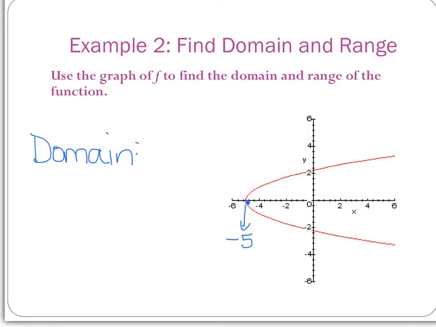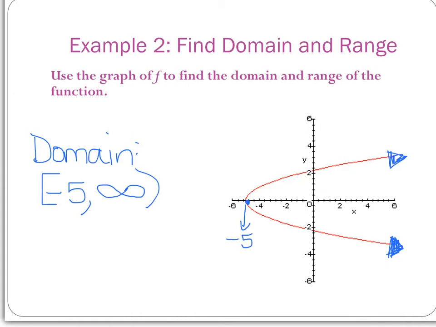And when we determine the domain in interval notation, we always list our domain from least to greatest. And so we're going to say the least x value on the graph is negative 5. And since the graph travels to the right infinitely, because we can assume these are arrows on the end of our graph, the domain would be from negative 5, including negative 5, all the way to infinity.